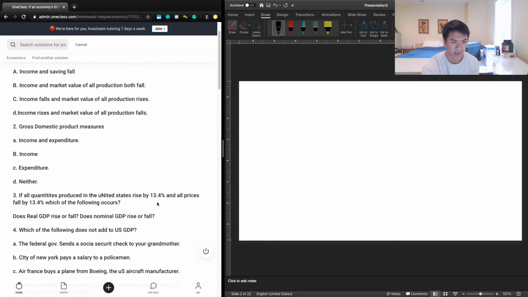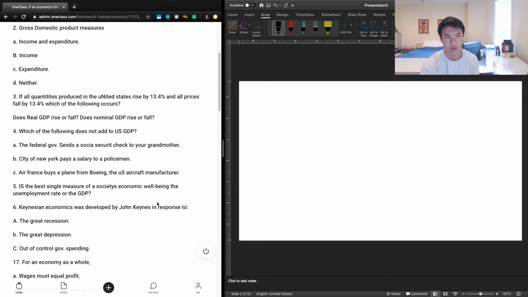So let's take a look at answer choice B. Answer choice B says, gross domestic product measures which of the following? A says income and expenditure, B says income, C says expenditure, and D says neither. Again, we said you can measure GDP through both the income approach and the expenditure approach, and both approaches will give you equal GDP values. And so we're going to probably say income and expenditure is measured by both.